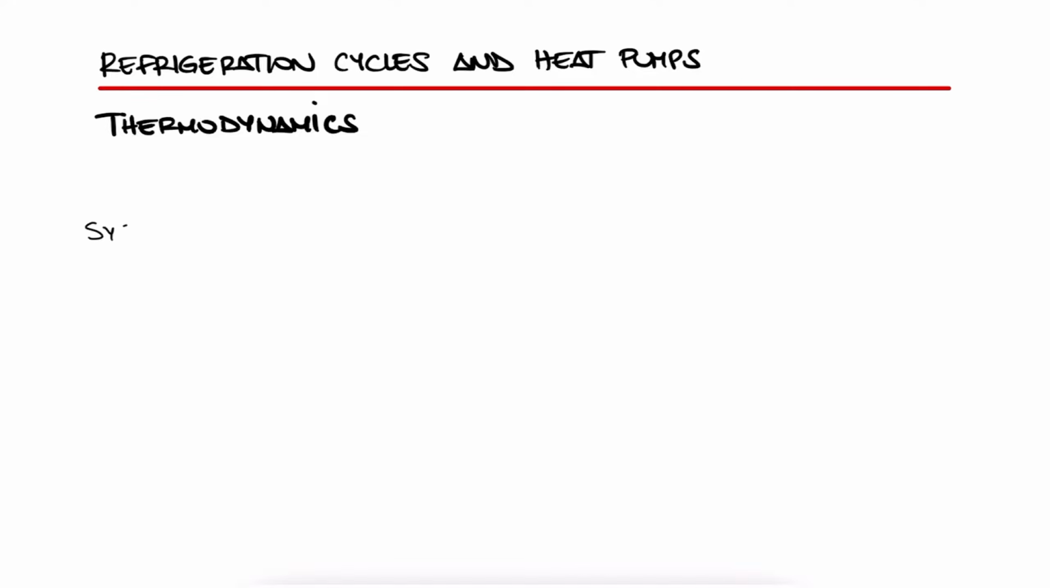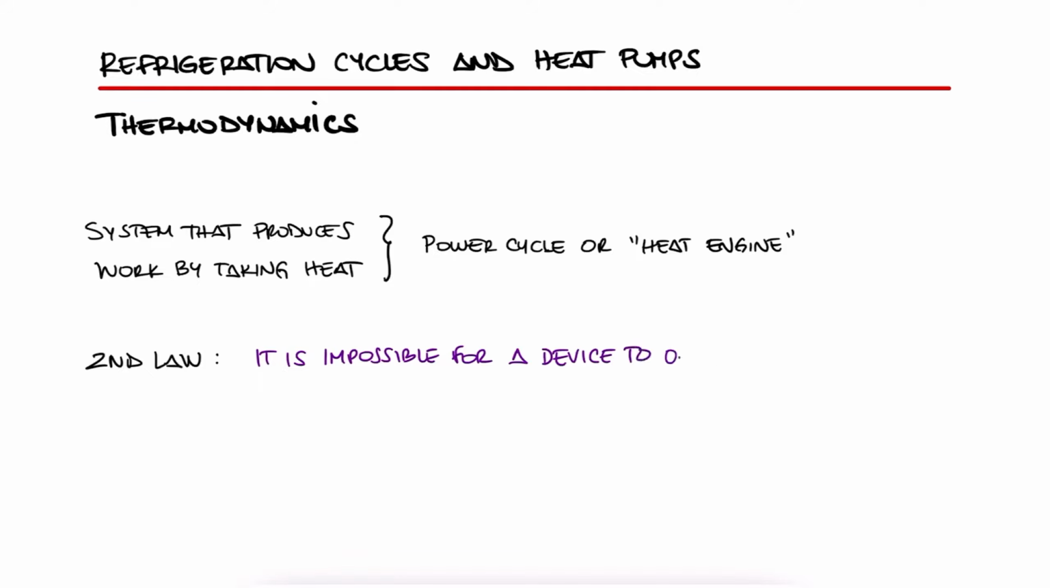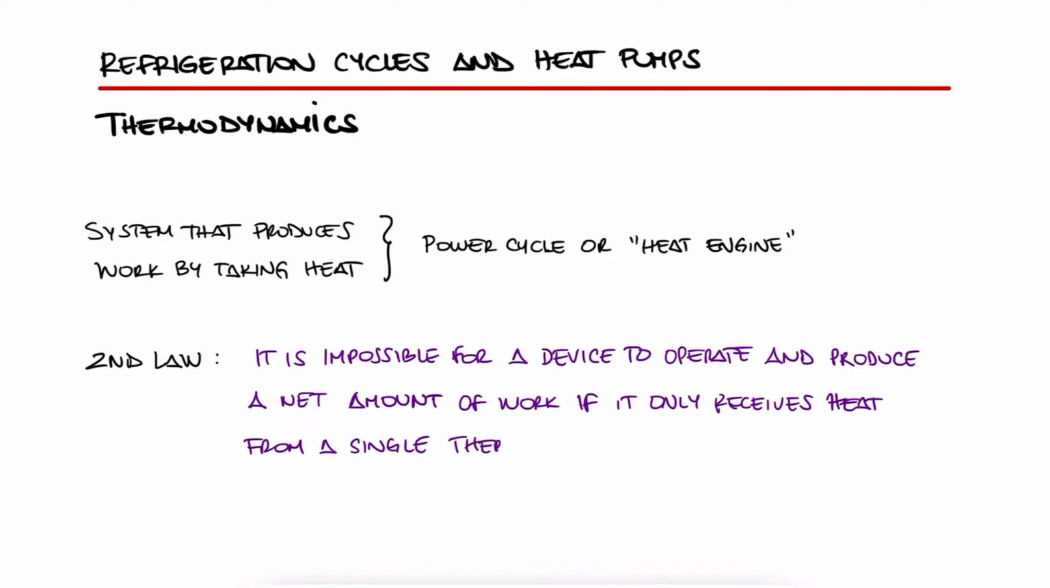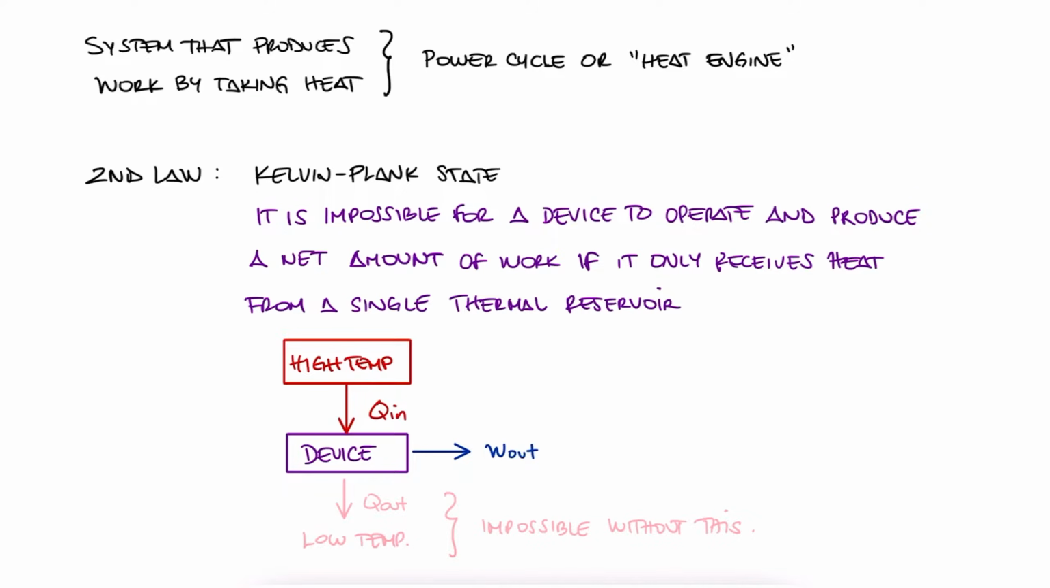The rather long example we used for a system in the previous lecture, the power cycle or heat engine, serves to go back to another version of the second law of thermodynamics, which states that it's impossible for a device to operate and produce a net amount of work if it only receives heat from a single thermal reservoir, without dumping heat into a low temperature reservoir. This is what is known as the Kelvin-Planck Statement.